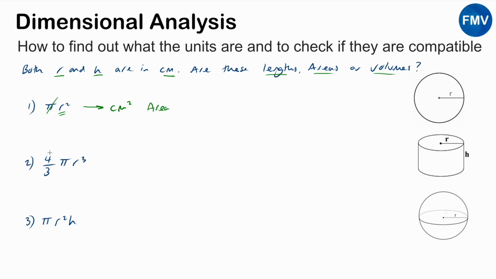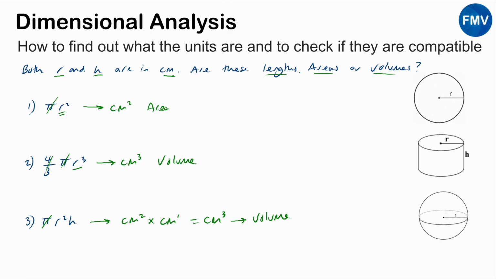In this case, 4/3 doesn't have a dimension, pi doesn't have a dimension. We have got the radius, which is centimetres. For this one, it is cubed. Well, centimetres cubed, we know, is a volume. Question 3, pi doesn't have a dimension. The radius is centimetres, it is squared. And we're multiplying that by the height, which is also centimetres. That's centimetres to the power of 1. Again, when you multiply with the same base numbers, you can add the index numbers. So we have here centimetres cubed, and that is a volume. Quite a simple process, really.